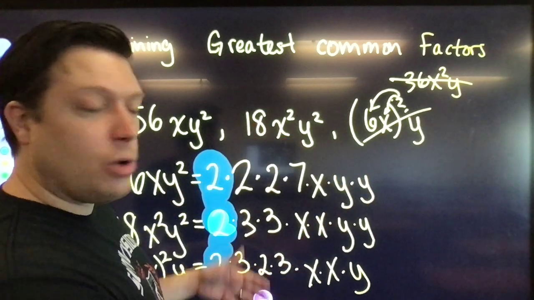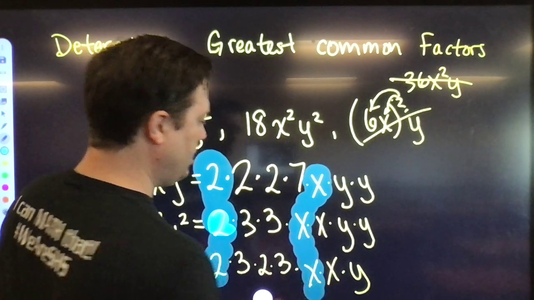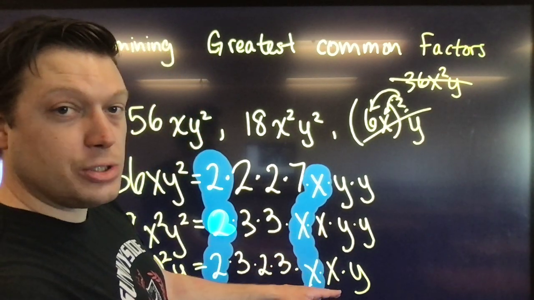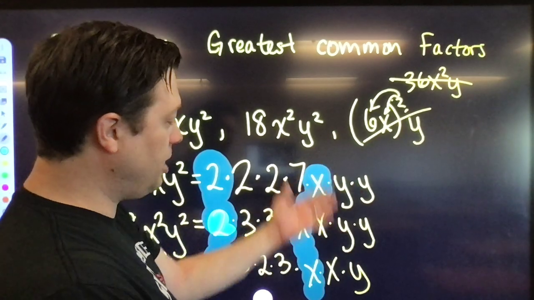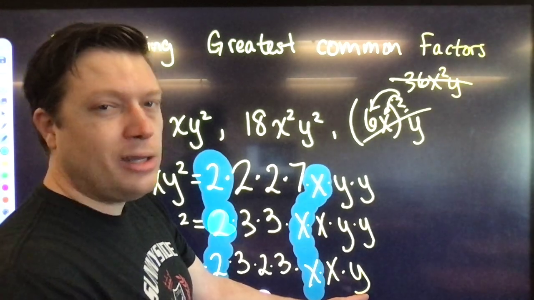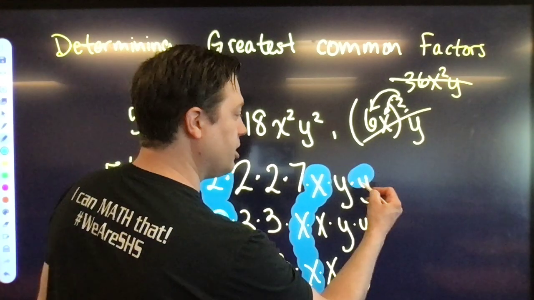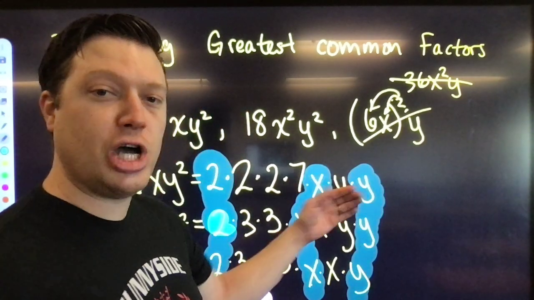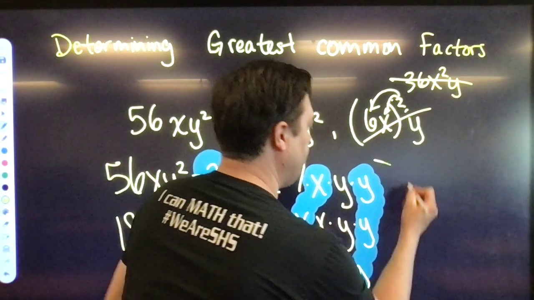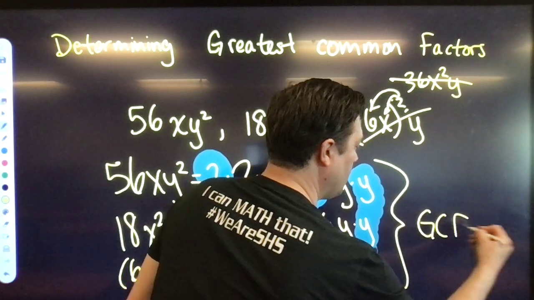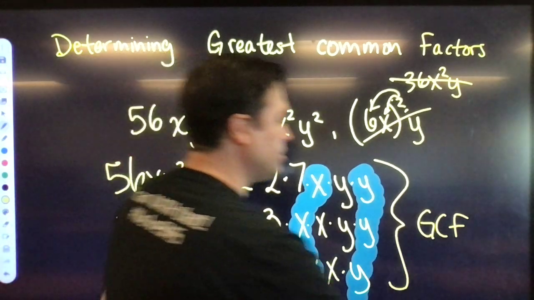Now we look at the x's and the y's. There's at least one x in all of them, and even though there are multiple x's in the second two expressions, there's only one x in the first, so that's it. Looking at the y's, all of them have a y, but this last one only has one y. So what's common among all three is just that single y, which means, survey says, 2xy is the GCF. The greatest common factor is what's common in all three expressions.